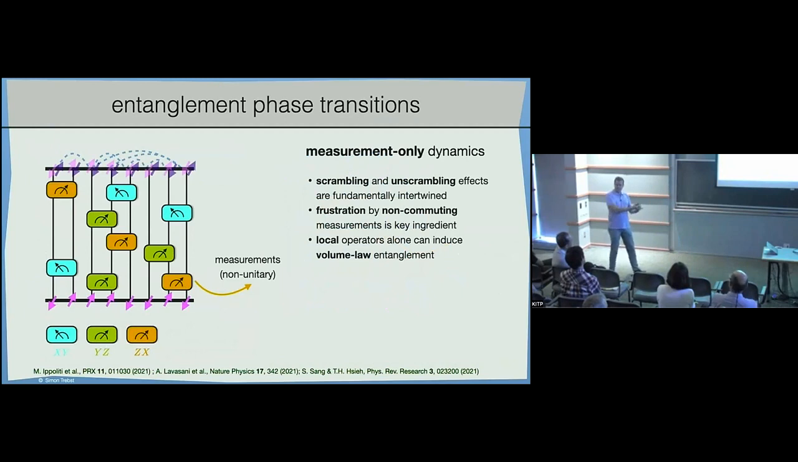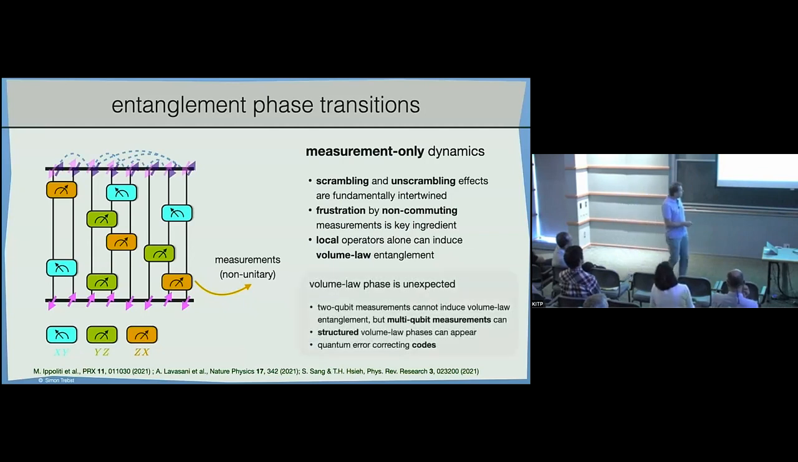So the effect that we just discussed, that is intrinsic to unitaries and measurements, can also come just from measurements. So scrambling and unscrambling can come from these operators alone, but you have to have frustration, in the sense that they're non-commuting operators. Okay? And again here, that the volume law phase can be created is somewhat unexpected. What you have to have in order to do that is measurements of more than 2 qubits at a time. So you have to have multi-qubit measurements, and then you can create structured volume law phases, something that we will see in this talk in just a second.